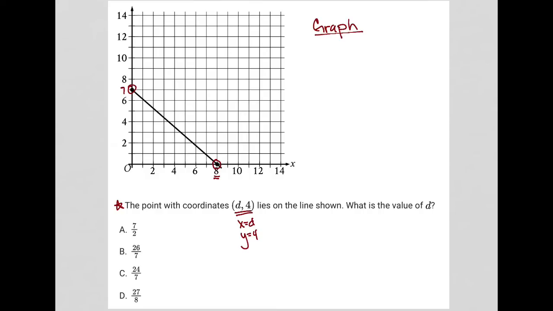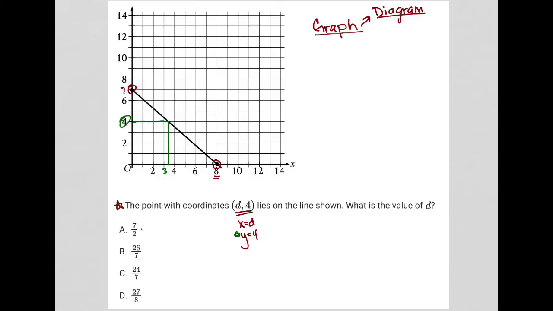So this graph is like a subset of what I call diagram questions. Whenever I have a graph drawn for me, I like to pay attention to it and use some visual cues. So I can figure out that when y is 4, the x value that corresponds with that y is somewhere here between 3 and 4.